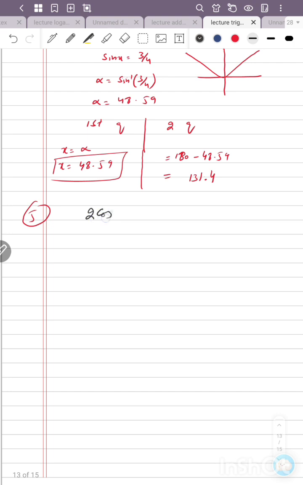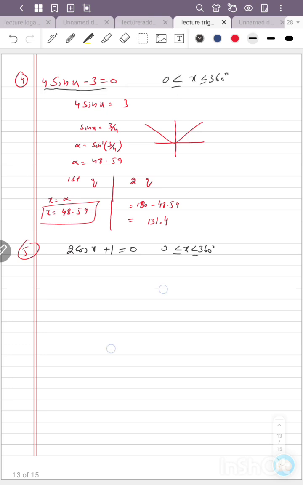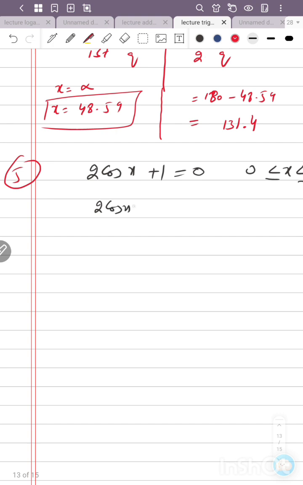The question is 2 cos of x plus 1 equal to 0, and its interval is 0 to 360. Here also we have an interval. Okay dear students, next question is 2 cos of x plus 1 equal to 0, interval is 0 to 360. Okay, how do we solve this question now? This is 2 cos of x equal to -1, cos of x equal to minus 1 by 2.